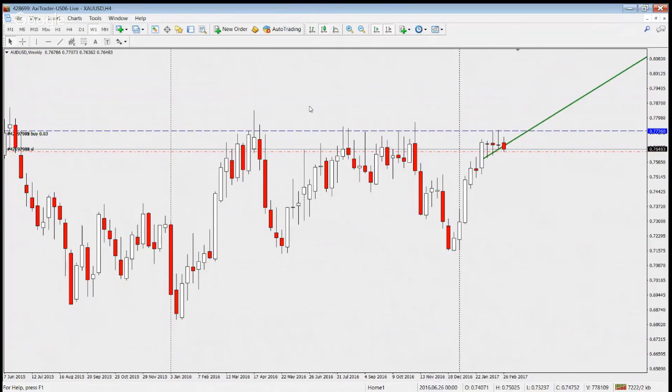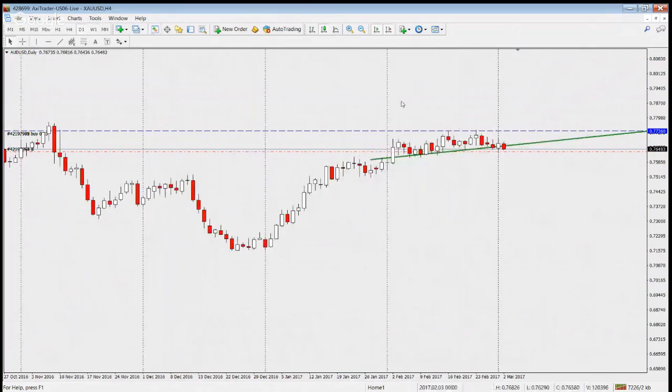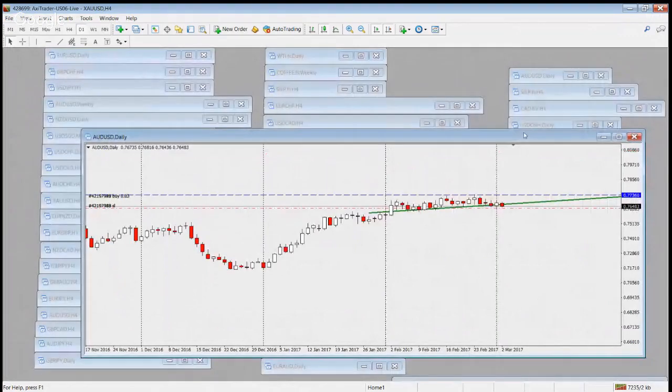And the longer it spends up here, we talked about this principle earlier: the more candles that keep hitting resistance, the more likely it is to break through resistance. That's another principle, and it works on support as well.